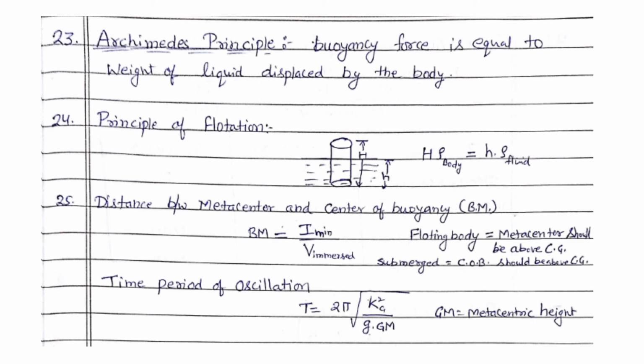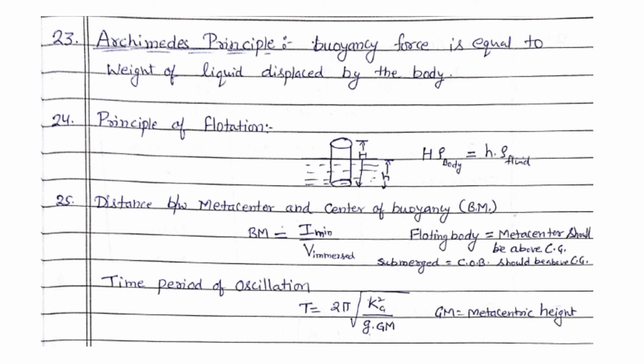Then the metacenter. Metacenter is the point about which the body oscillates in the water, and the center of buoyancy is the point through which the buoyancy force acts on the body. If the body is floating, then this metacenter should be above the CG, and if the body is submerged, then the center of buoyancy must be above CG.